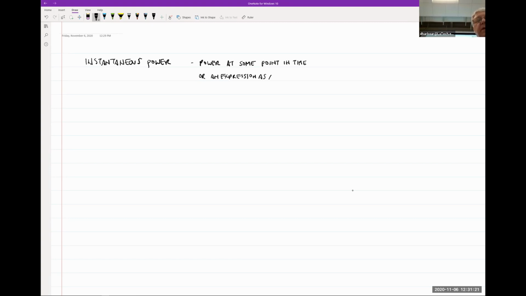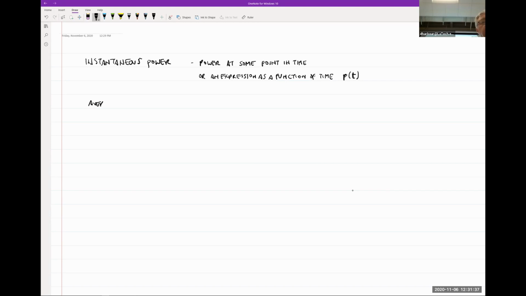Or an expression as a function of time, like in class number 1, where we're asking for P of t. Okay. So that would be an instantaneous power type problem.